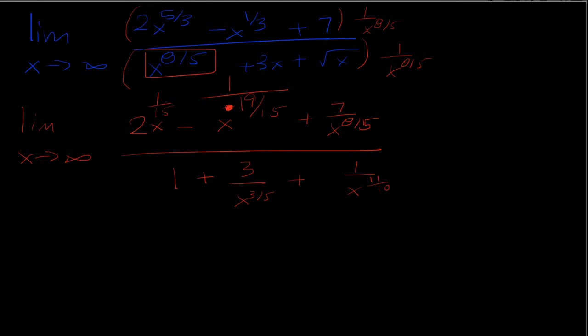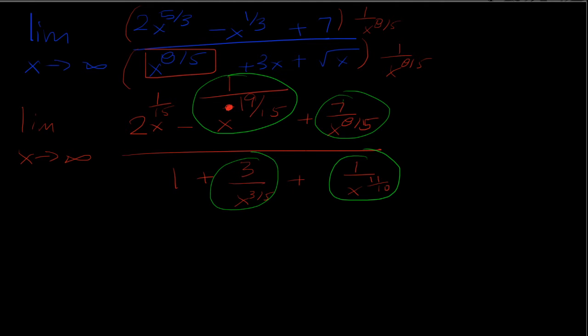Okay. So let's see. As x approaches infinity now, everything that I'm circling has the denominator approaching infinity, so that's going to go to 0. So I'm left with the limit as x approaches infinity.